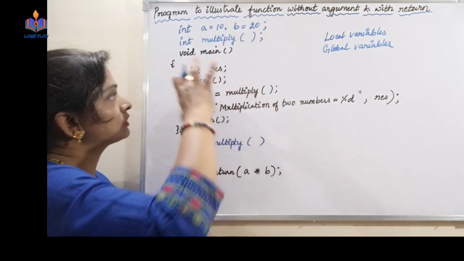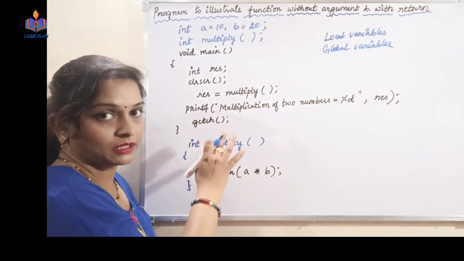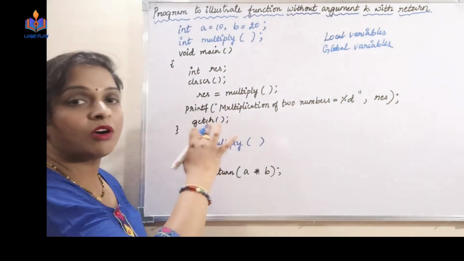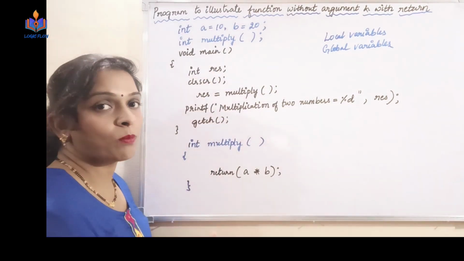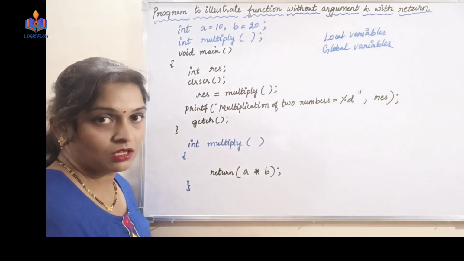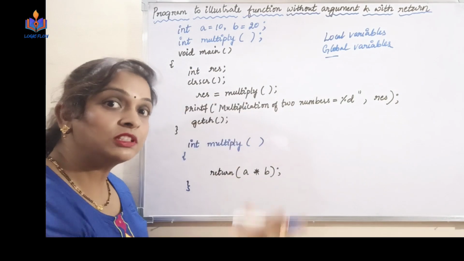Local variables are the variables which are local to the block where they have been declared. The scope of that variable will be only within the block where it has been declared. Outside the block, the scope of that variable will not be there. We cannot access it. But a global variable is the one that is accessible throughout the program.